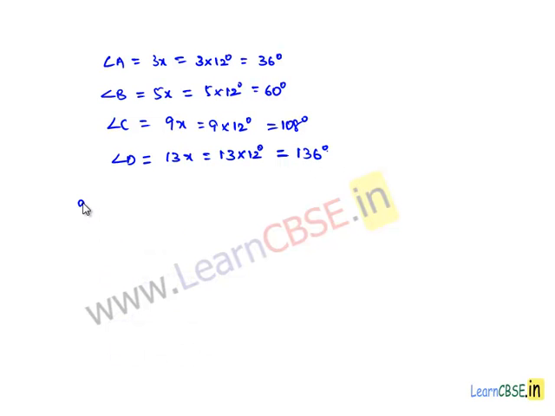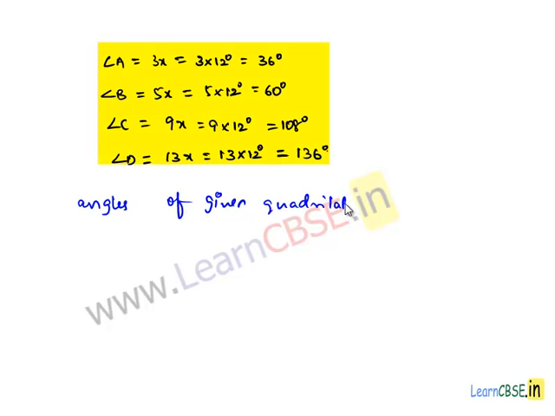So finally we can say that the angles of the given quadrilateral are 36 degrees, 60 degrees, 108 degrees and 156 degrees.